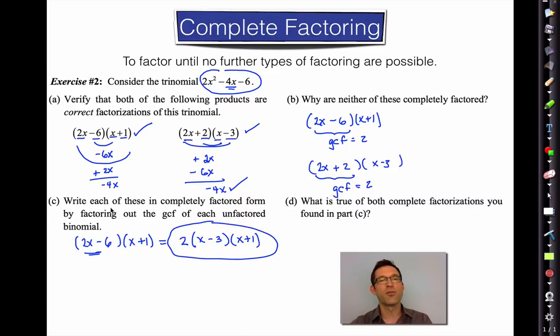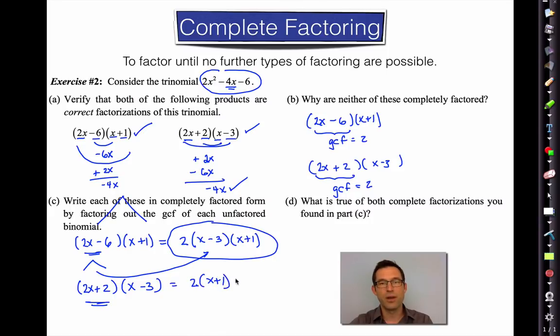So this is very similar to a factor tree, right? You remember those factor trees? How I'd break it down like this, but then this one would break into that. All right, same deal on this one, 2x plus 2 times x minus 3. Here, I'm going to take a look at this one, factor a 2 out. That'll leave me with x plus 1, and then that x minus 3.